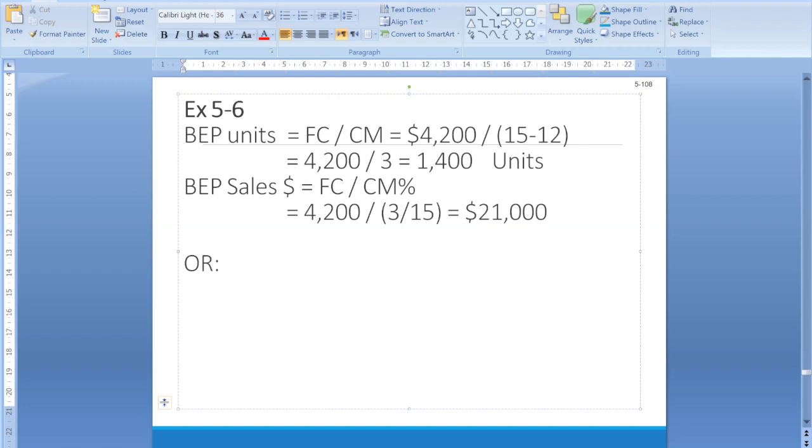Okay. Or, as I say, we have the break-even point in units multiplied by the price. 1,400 multiplied by the $15 equals $21,000. Okay.